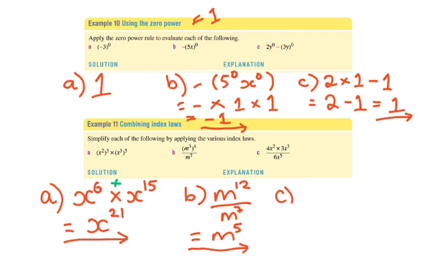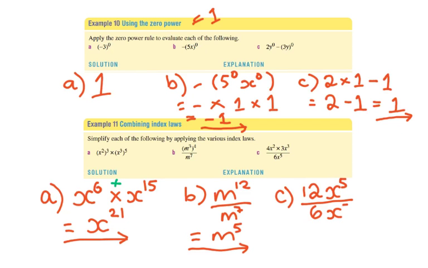For C, let's tighten up what's happening at the top and make it a bit neater before we deal with what's happening at the bottom. 4 times 3 gets me 12. X squared times x cubed gets me x to the 5. Notice there are no brackets, so I'm not multiplying my indices, you're just adding them. That's just index law number 1.